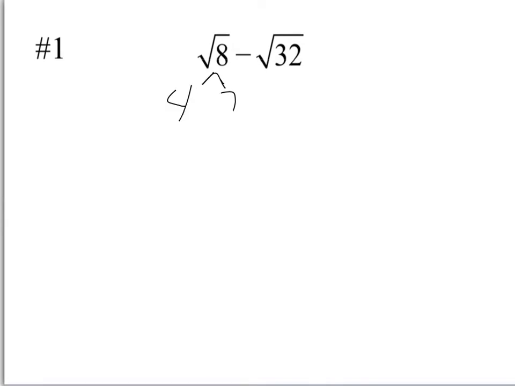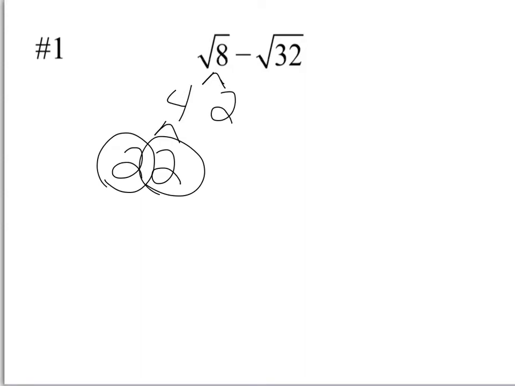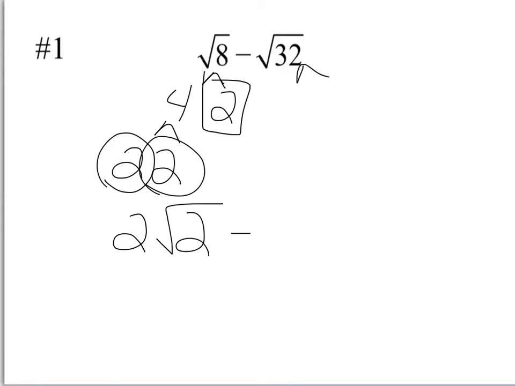8 is 4 times 2. 4 is 2 times 2. Since the index is 2, we need a repeat of 2 in order to pull one out front. And then I box whatever's left over. So I have 2 square root of 2 minus, now let's do 32.